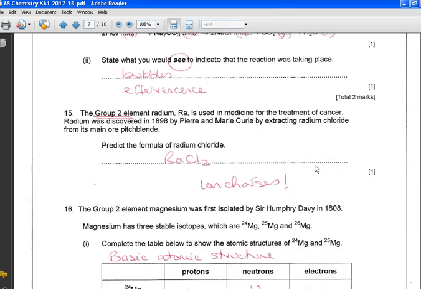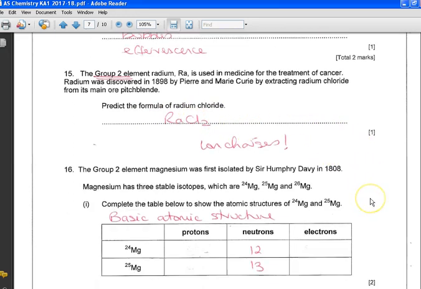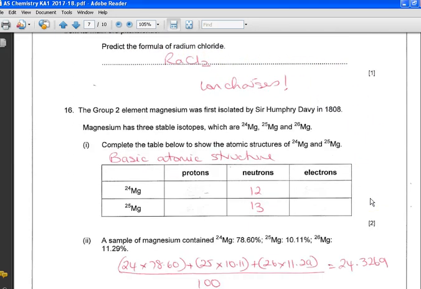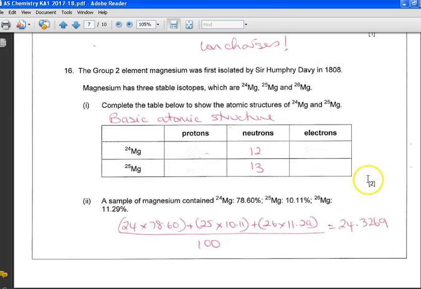Okay, question 15. It tells you this is a group 2 element, radium. Hence, you should know straight away from that it will form a +2 ion. If it reacts with chlorine, chloride is a -1 ion, so you're going to need 2 of them. Comes back to the old ion charges. Oops, I've forgotten to fill this one in.